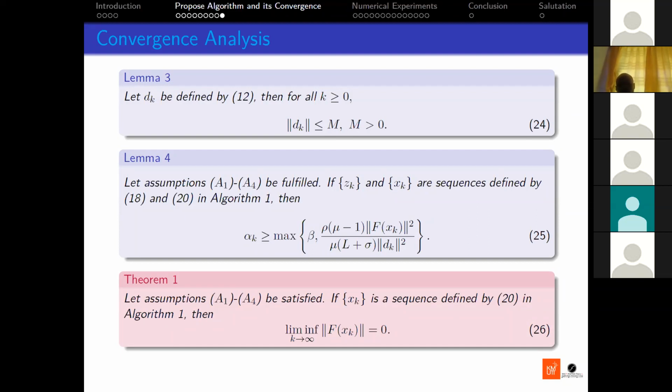If it is not 0, by definition we know that the norm is always positive, so it means it's greater than 0. If you assume it is greater than 0, along the way you use the descent property and you use this lemma 4 also, and you are going to end up having a contradiction. So if assuming the lim inf of the norm of f is greater than 0 gives you a contradiction, it means the only option we have is that it has to be equal to 0.